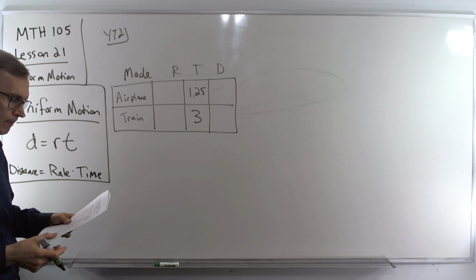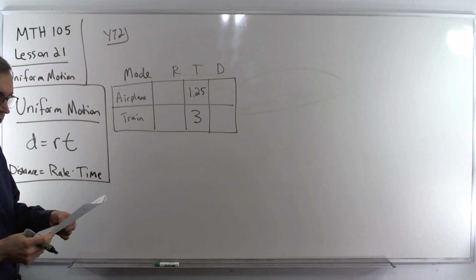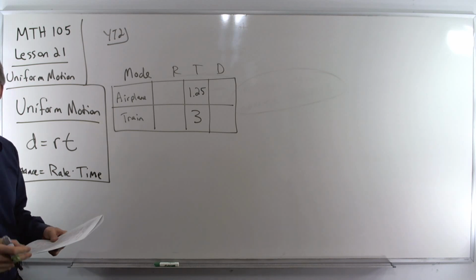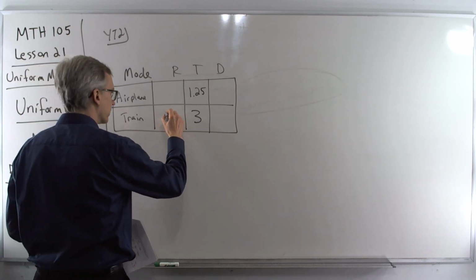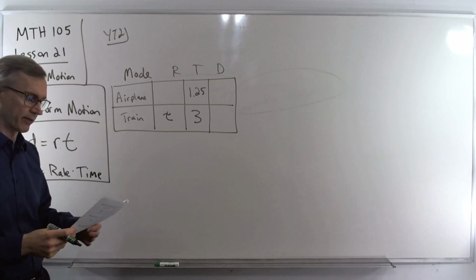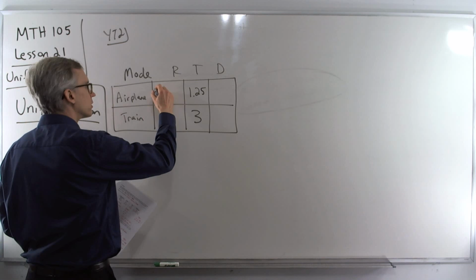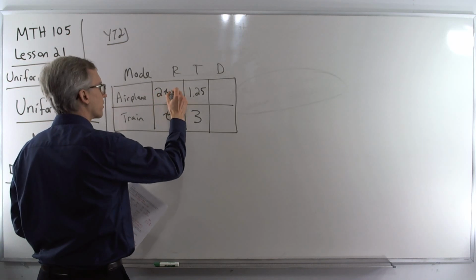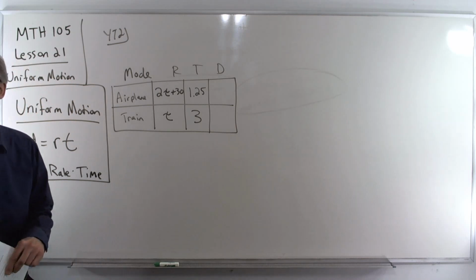So we're given that the airplane travels at 30 more than twice the speed of the train. So the airplane speed is given in terms of the train. So we need a variable for the train speed. I'm going to call that t. Now we need to translate 30 more than twice the speed. Well, twice the speed is 2t. And then 30 more than that is plus 30. So the airplane speed is 2t plus 30.